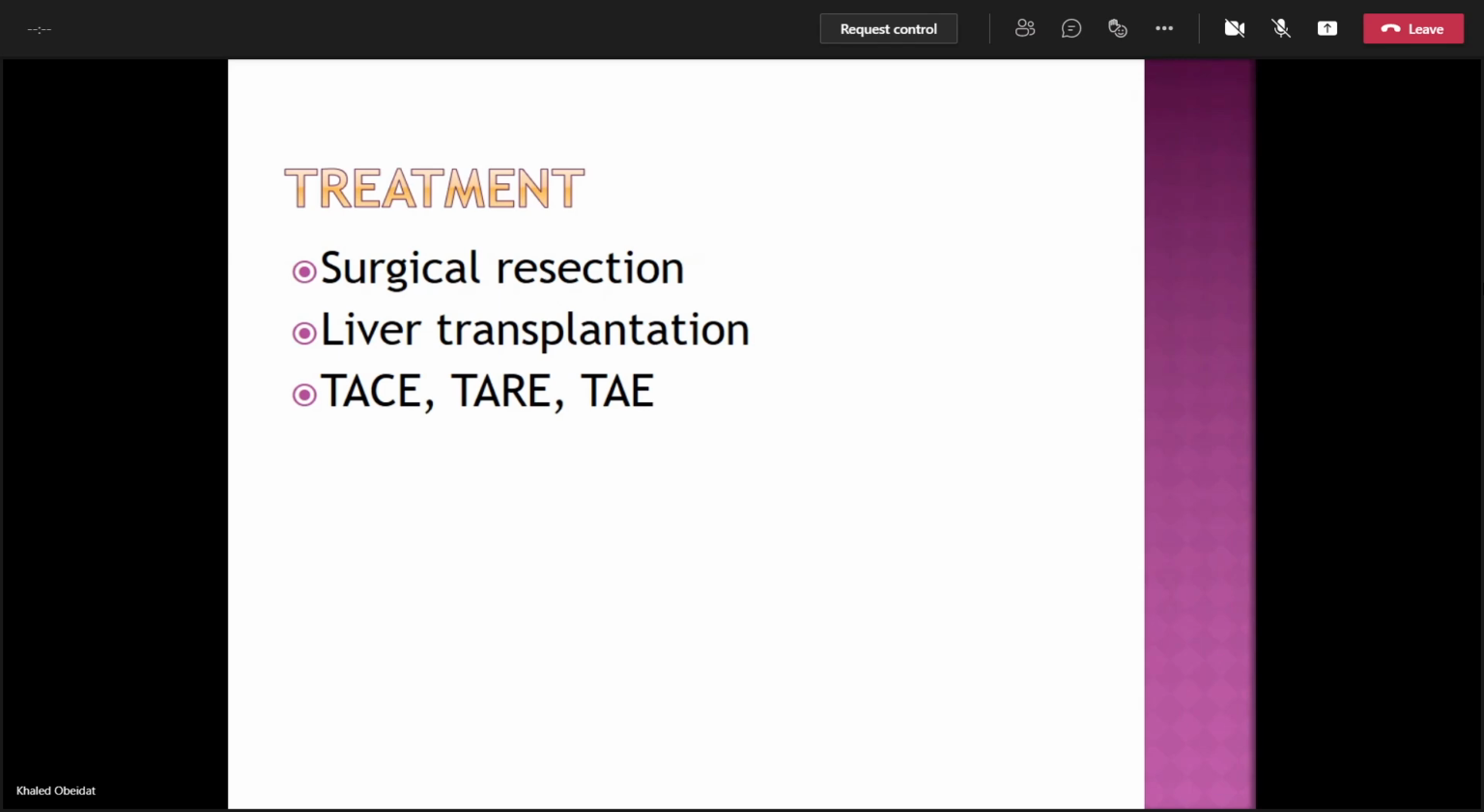And those who are not candidates for resection or liver transplantation, sometimes not because of organ shortage but because their comorbidities don't allow a major procedure, they have heart problems, lung problems, they cannot be anesthetized, there's a high risk from anesthesia, we may offer them palliation in the form of chemoembolization, transarterial chemoembolization, which we call TACE, or transarterial radioembolization, which we call TARE, or bland embolization.